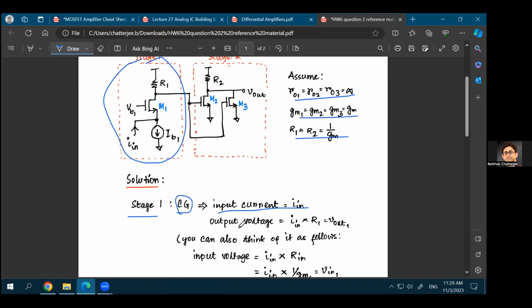Input current is IN, output voltage is that IN current multiplied with R1, that gives you Vout1. Why is all the current flowing into the output? Because there cannot be any current flowing down, all the current has to flow up because the resistance of IB1 is infinite. So that current is available at your output, multiplied with the output resistance. What is the output resistance? You have R1, then you have this parallel path that goes to the gates of the M2 and M3 transistors. Because the gate is impenetrable, you don't need to consider that. So the resistance is just R1, and the multiplication of current and resistance gives you voltage.